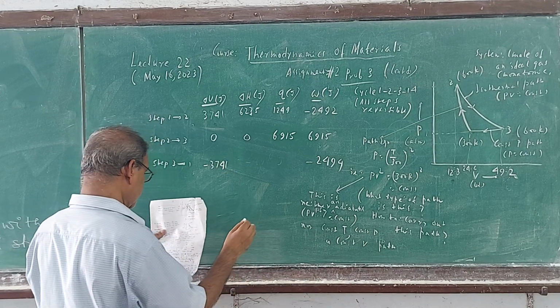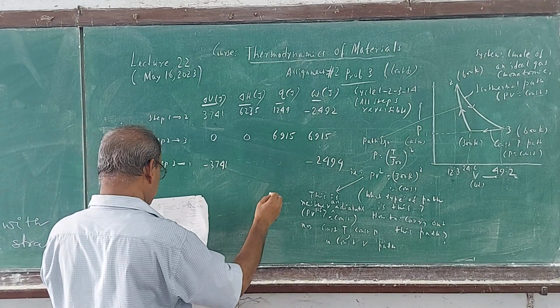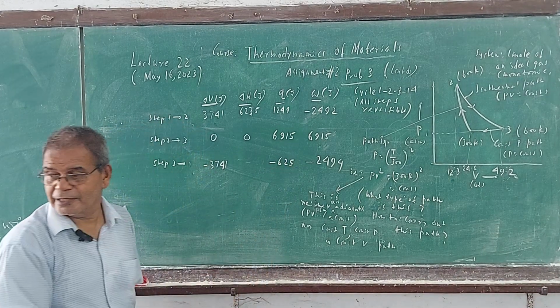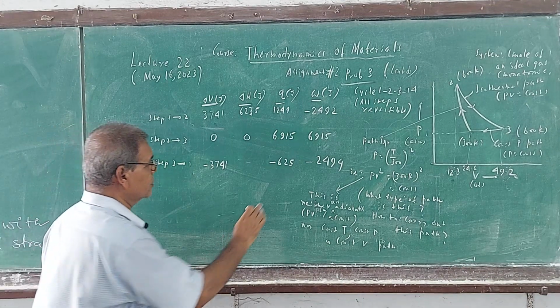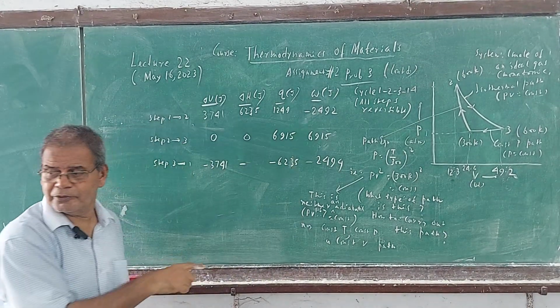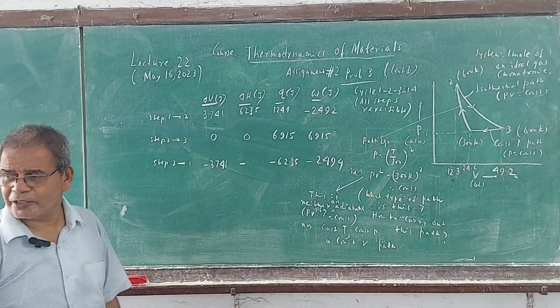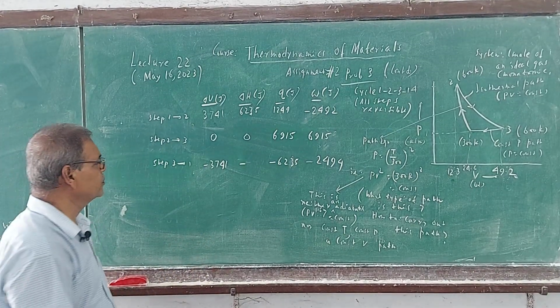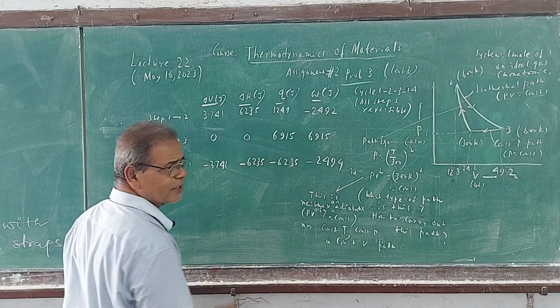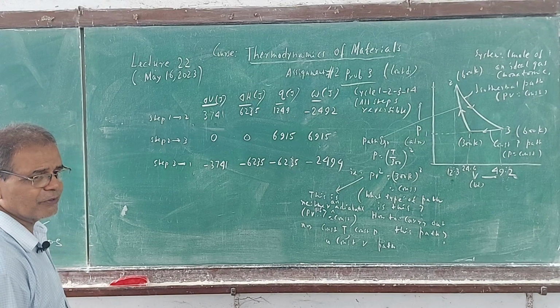What is Q? Q would be, by the first law, delta U plus W. If you do this, minus 6235. Have you done this? You have solved this problem? You got these values for step 1 also? Those who were absent did this, and those who are present could not solve this. How simple.